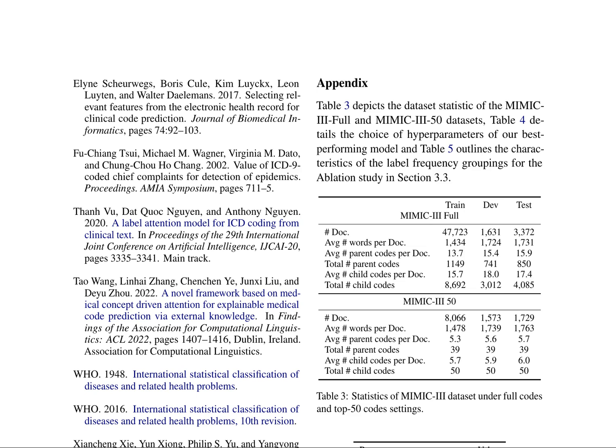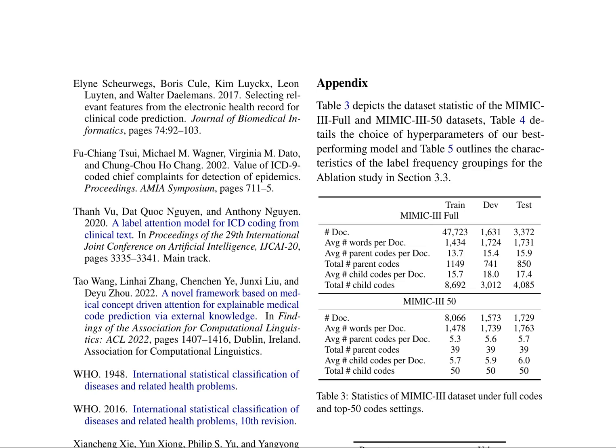Clinical code prediction relies heavily on the selection of relevant features from electronic health records, EHRs, to ensure accuracy. Scheurwegs et al., 2017, highlight the significance of this step. Existing approaches to ICD coding include label attention models, Vu et al., 2020, medical concept-driven attention, Wang et al., 2022, and multi-scale feature attention with structured knowledge graph propagation, Xie et al., 2019.